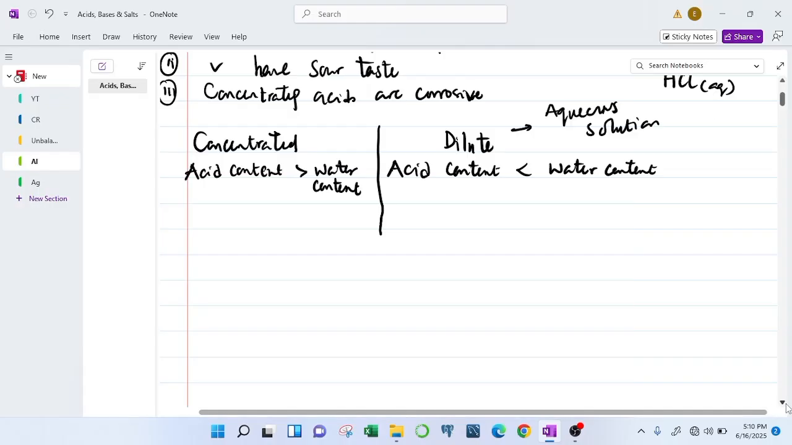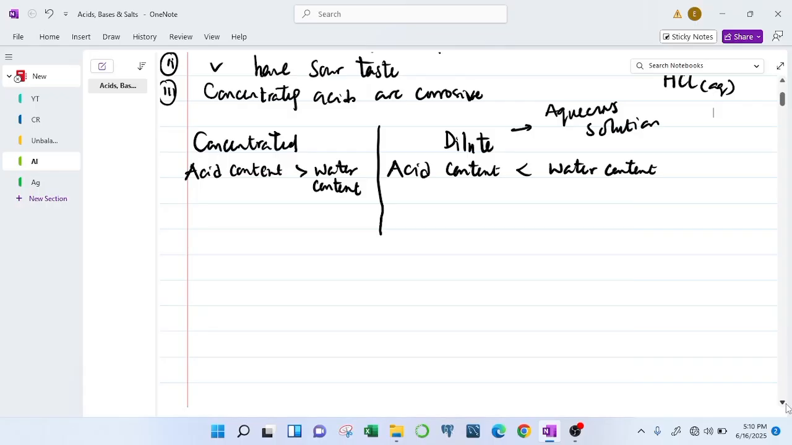So concentrated acids are corrosive, and that's why in the laboratory, for students to work, they mostly use dilute acids, especially in chemical reactions, because it is safer. If you have a concentrated acid and you mistakenly touch it, you are in trouble. But if it's diluted acid, if you touch it, you are not in so much trouble because you don't get burnt. It is now dilute.